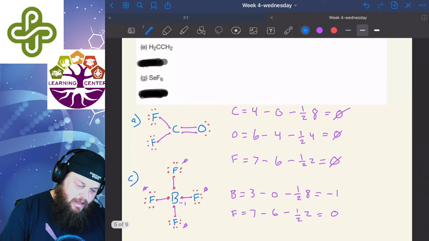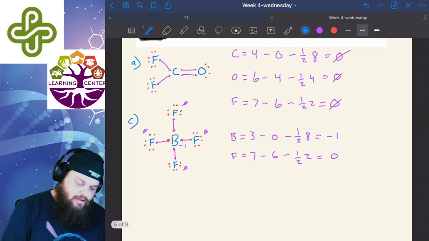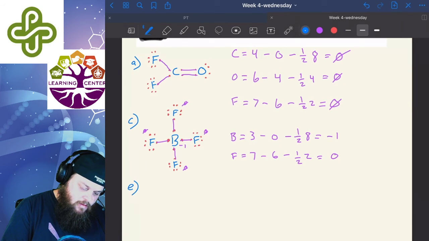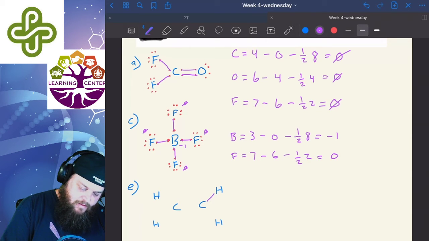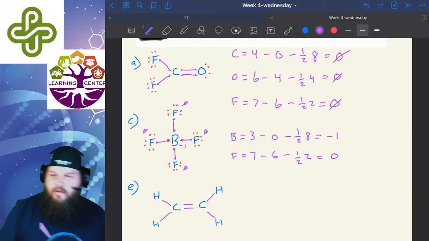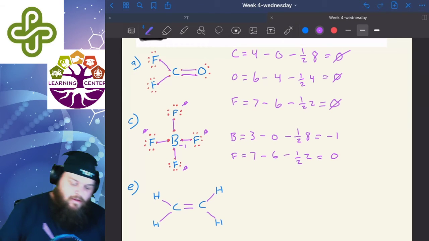Part E, which is H2CCH2. We kind of drew this up on the previous one. So I'm not going to go through all the Lewis structures we had for this one. The carbons are bonded to each hydrogen, and we had a double bond between those carbons.